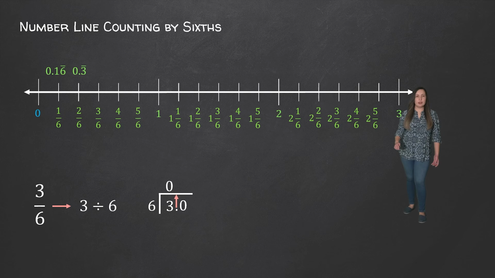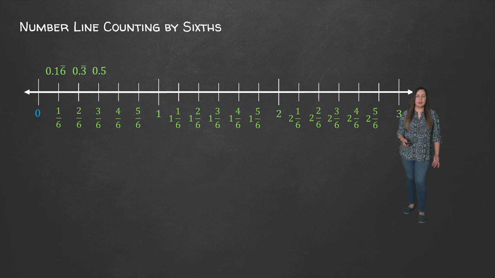Make sure that you bring up that decimal point, and then we ask ourselves, how many times does 6 go into 30? Well, 6 goes into 30 5 times, and that's because 6 times 5 is equal to 30. So we're going to write the 30 below and then subtract. 30 minus 30 is equal to 0, so we don't have a remainder, and 3 over 6 is equivalent to 5/10. So above 3 over 6 on our number line, we're going to write 5/10.